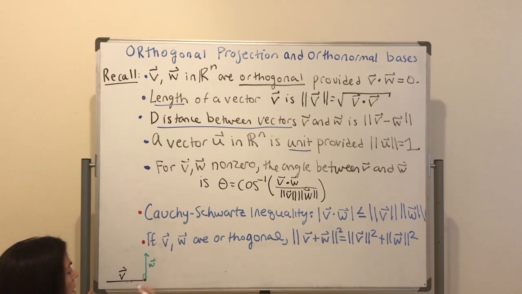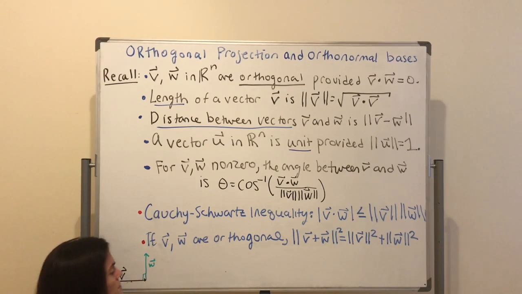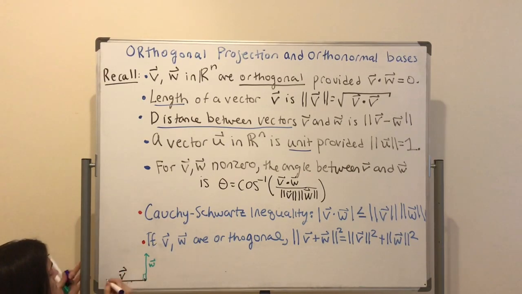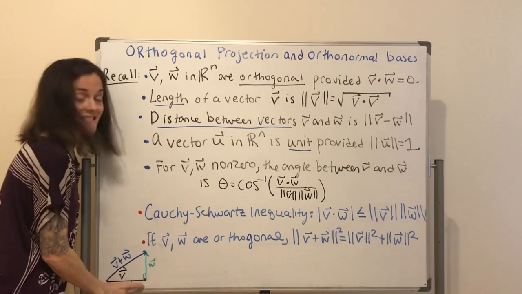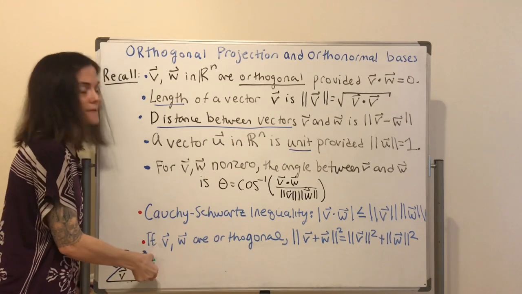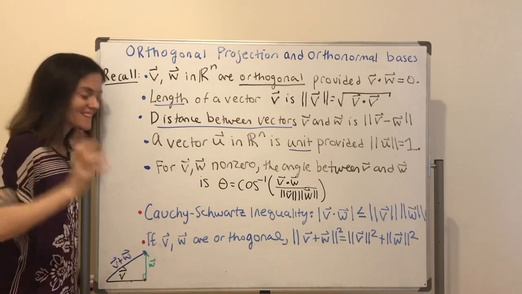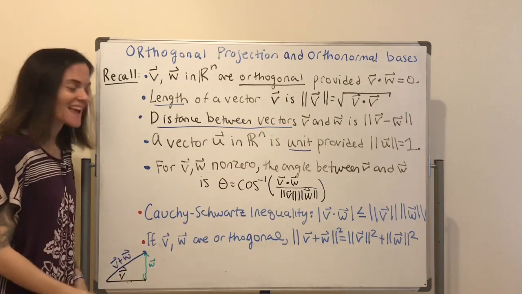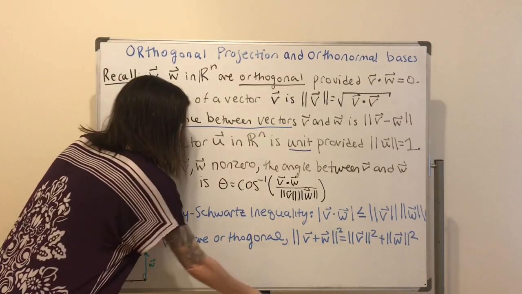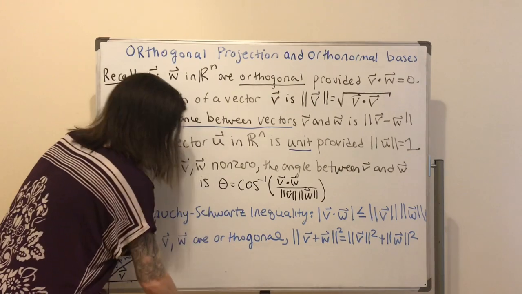This would be 90 degrees or pi over 2. And then V plus W is here. Oh, okay. This is V plus W. And you see the Pythagorean theorem says that this side squared plus this side squared equals this side squared, and that's exactly what this equation is saying. Okay, so now let's do an example.